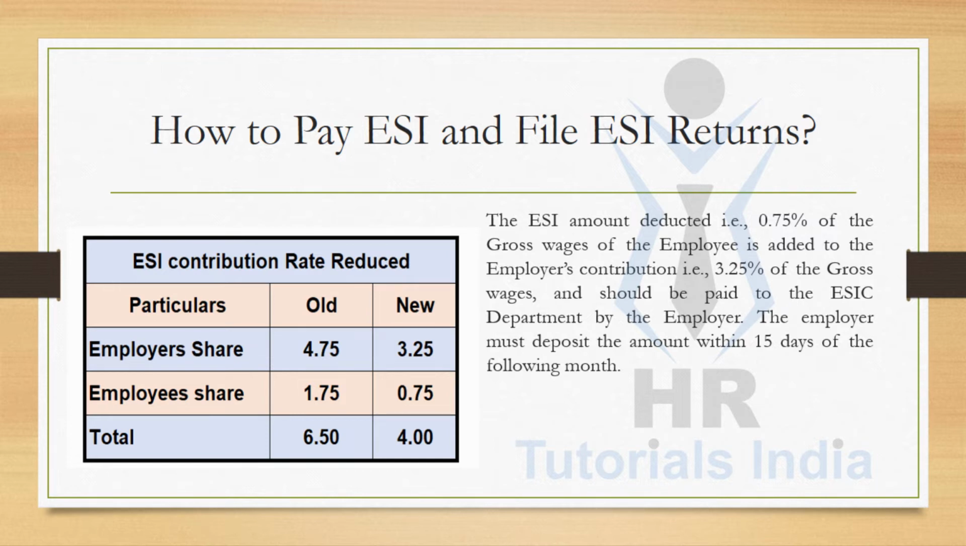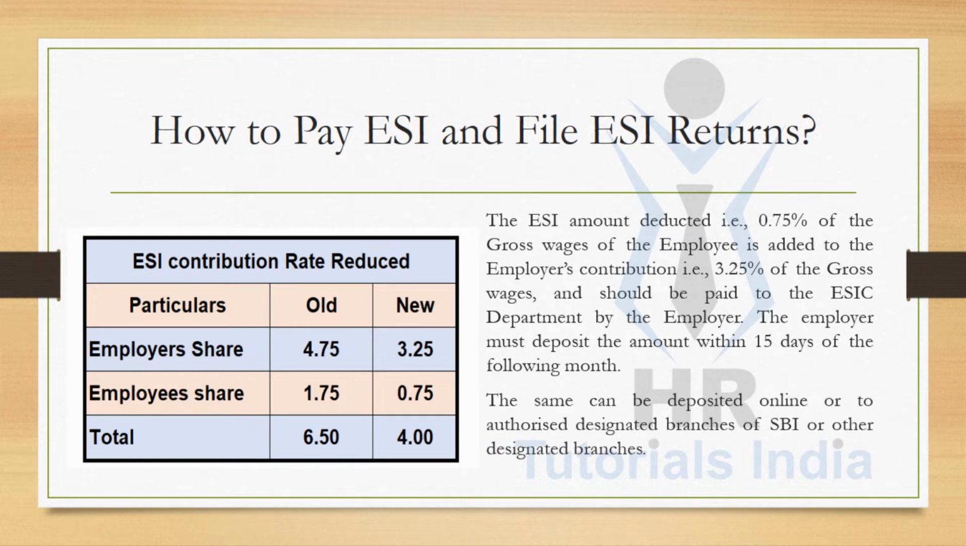The contributions of employee and employer are as follows. Employee contribution is 0.75% and employer contribution is 3.75% of the total gross pay, which is to be paid by the employer within 15 days of the following month in which the salary is paid. The same can be deposited online or at authorized designated branches of SBI or other banks.